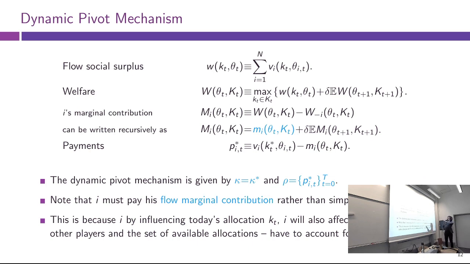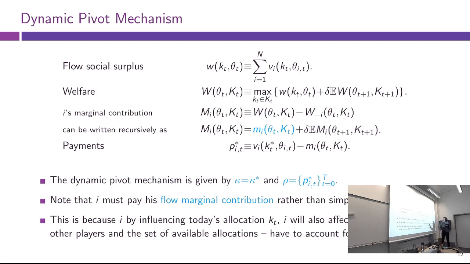Step one is you construct this flow social surplus, meaning the within-period sum of all players' utilities. So just sum over i's of v_i's for a given t. Then, given this flow welfare measure, you calculate the total expected welfare from today onwards. So this big W is, again, the maximum, so the expected welfare under the efficient allocation.